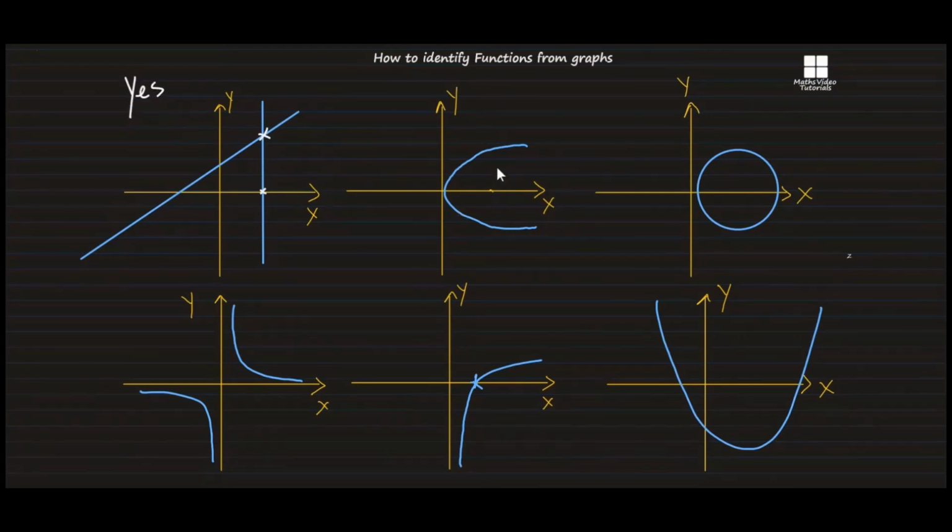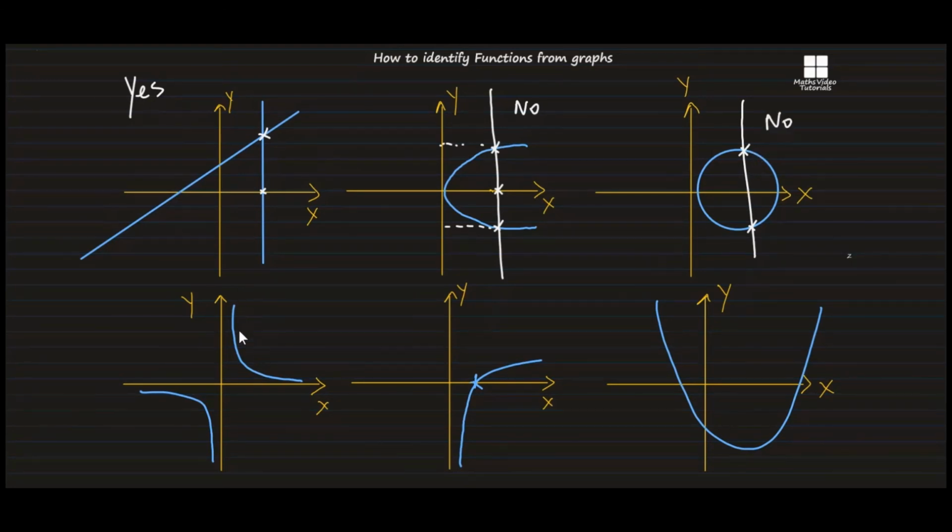If I do it here quickly, you can see the vertical line crosses the graph at 2 different points. So we have one value from the domain that links up to two values from the range. So this is one to many. So this is not a function. For the circle, similar situation. We have 2 points of intersection. So it is one to many. It is not a function.